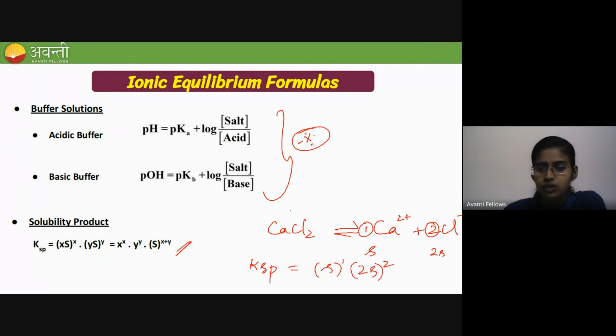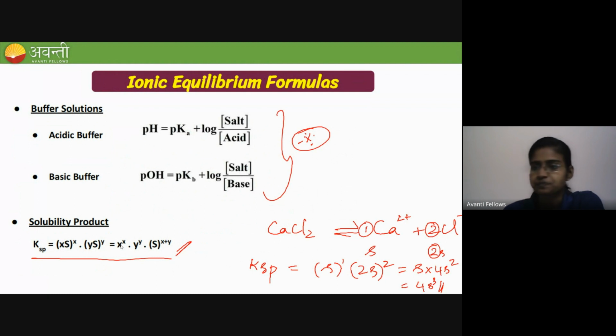I have to write this coefficient at the top. Then it will be S into 4S square. So what is this? 4S cube. So like this we have to calculate the solubility product. Got it? This is a general formula for any type of salt. This is a general formula that you have to use.